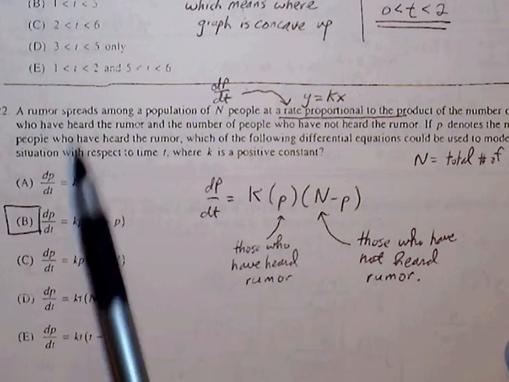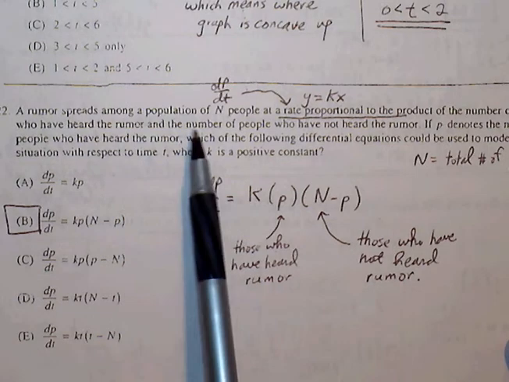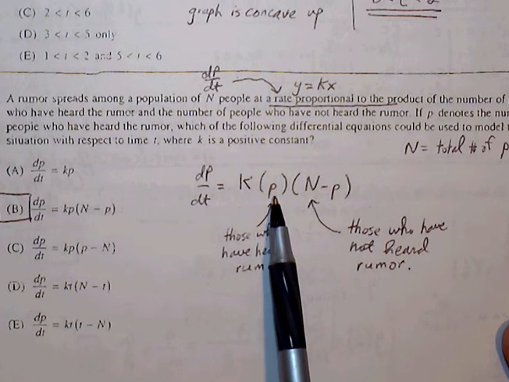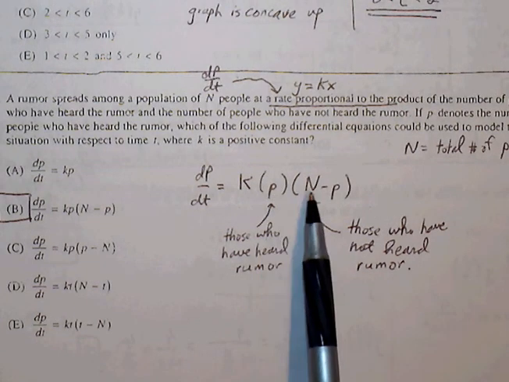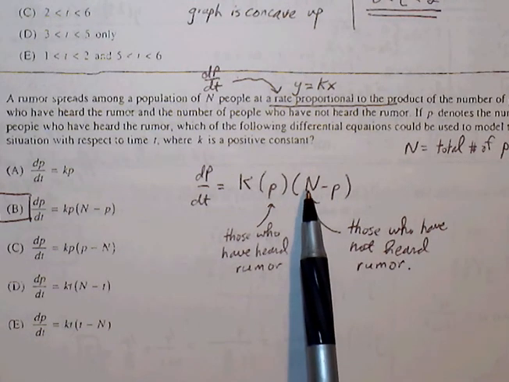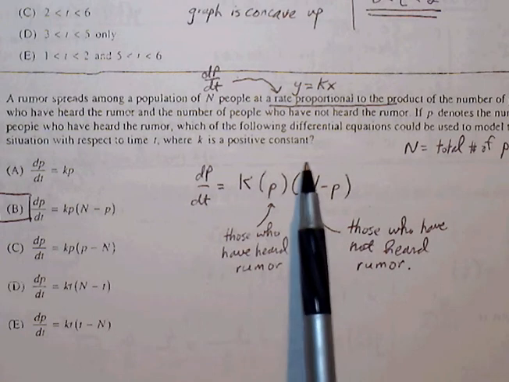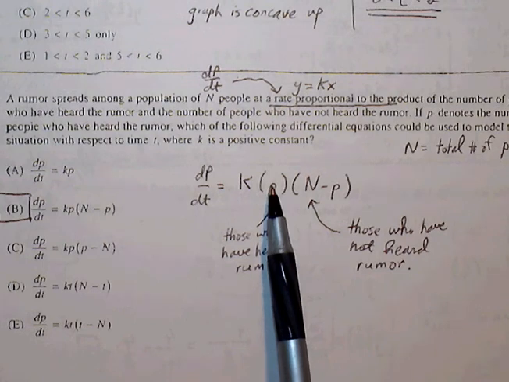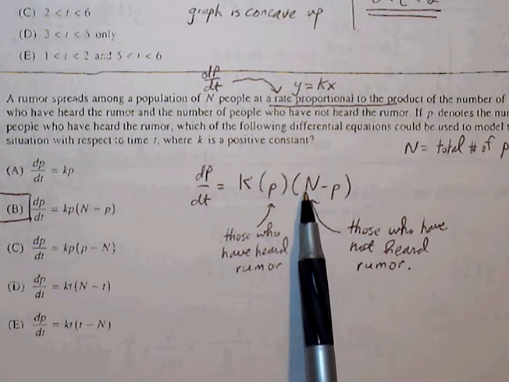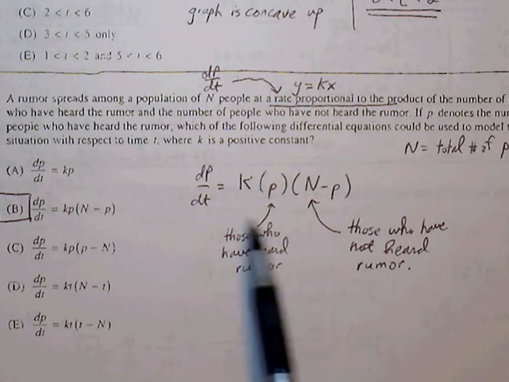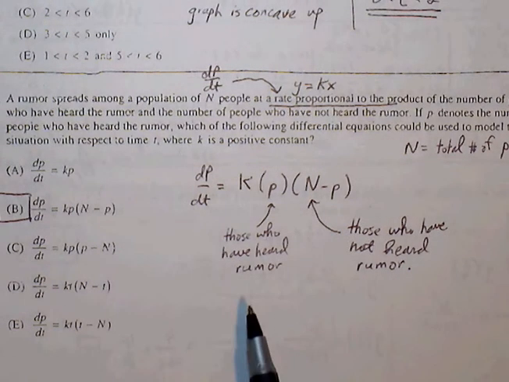So we're having to multiply those who have heard the rumor with the number of people who have not heard the rumor. The people who've heard the rumor is represented by P, and the people who have not heard the rumor is the total number of people minus those who have heard the rumor. So let's say there's 100 people in this population, and 40 people who've heard the rumor. So if 40 people have heard the rumor, then there's 60 people who have not heard it. 100 minus 40 gives us 60. So 40 times 60 will be the product of those who've heard the rumor and those who haven't. So we can set it up with this form, and then that will match up with part B.